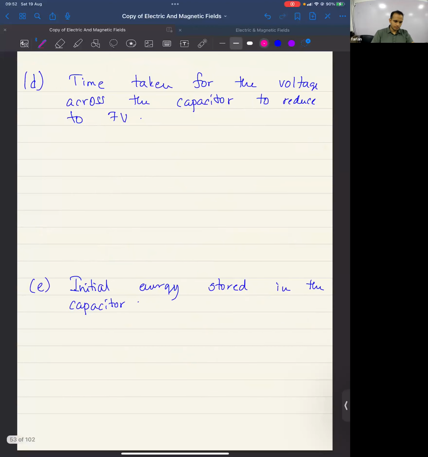Right, part D. Time taken for the voltage across the capacitor to reduce to 7 volts. For this, it's better to use log, right? Correct. The time taken for the voltage to reduce to 7 volts. So in this case, it's easier if we can use ln V equals ln V naught. Wait a minute, guys.